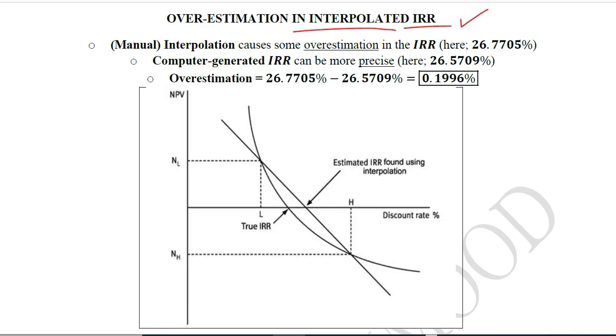What we have done is we have found an interpolated IRR. We have done manual interpolation of it. When we do the manual interpolation by using the formula and the calculation we did, it can cause some overestimation in IRR. Here the interpolated IRR is 26.7705%. But if we use a computer, it can give us a precise answer of IRR, which is the true IRR or the actual IRR.